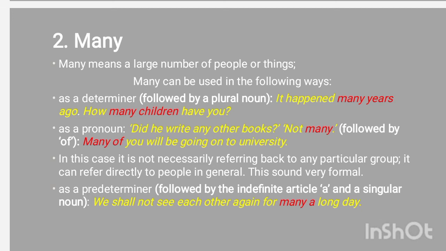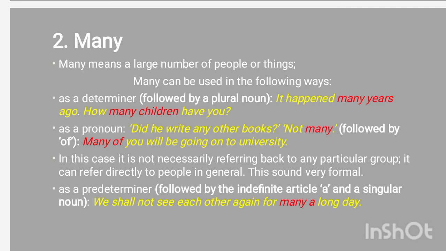For example, did he write any other books? Not many. Many here is a pronoun because many stands alone. Many can also be a pronoun when followed by of. For example, many of you will be going to university. Many here is followed by of.